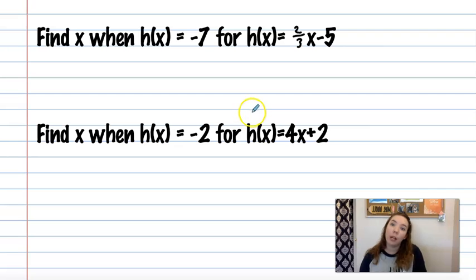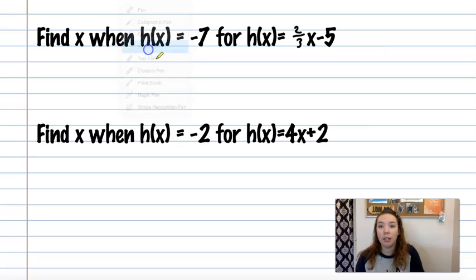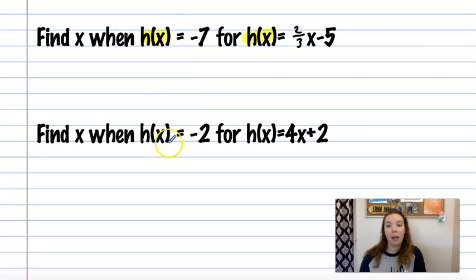So now we're going to work backwards. It says find x when h of x is negative 7. So we're taking this negative 7 and plugging it in for h of x. And they don't have to be f. We use f a lot for function, but they can be any letter. So that's what this h of x is showing you. It doesn't have to be an f of x.